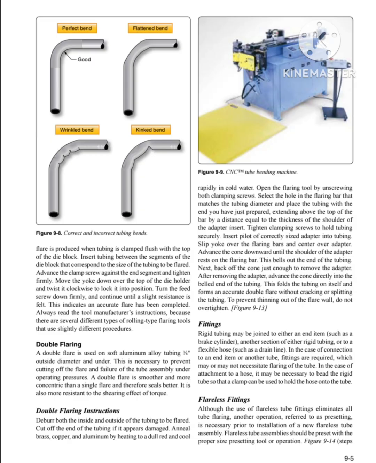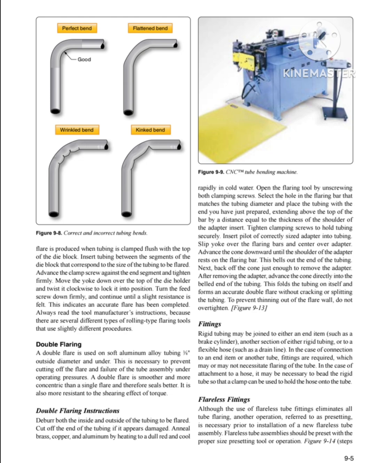And the next topic is double flaring. A double flare is used on soft aluminum alloy tubing 3/8 outside diameter and under, and this is necessary to prevent cutting of the flare and failure of the tube assembly under operation. A double flare is smoother and more concentric than a single flare and therefore seals better. It is also more resistant to the shearing effect of torque. Double flaring instructions: deburr both the inside and outside of the tubing to be flared, cut off the end of the tubing, and follow all the instructions shown in this video.